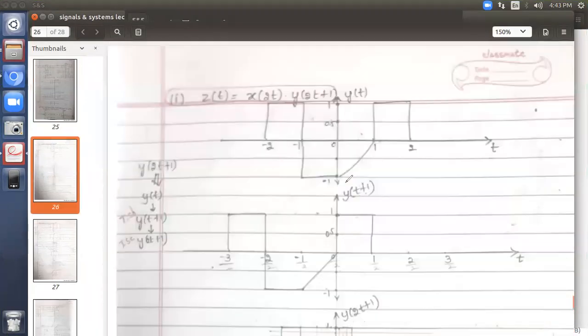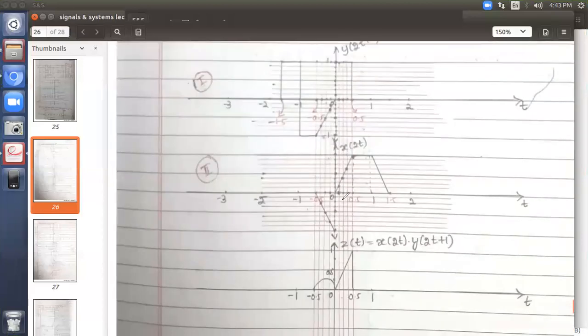So let me draw that here. It is not at all visible to you, I guess. Shall I take the pic one more time, or will that be fine? If I continue with the same pic? Fine, ma'am. Is it fine? Okay.